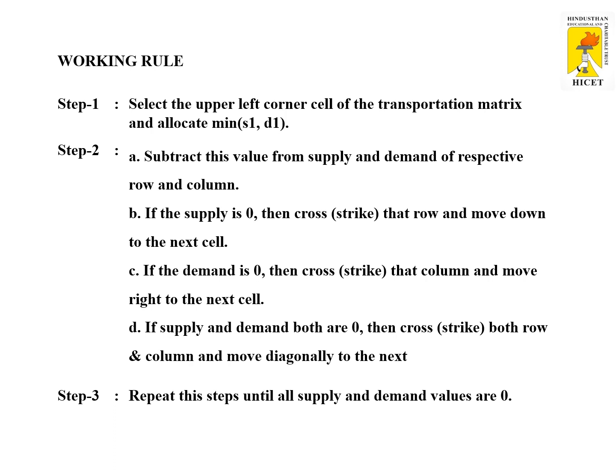Step 2. Subtract this value from supply and demand of the respective row and column. If the supply is 0, then strike that row and move down to the next cell. If the demand is 0, then strike that column and move right to the next cell. If supply and demand both are 0, then strike both row and column and move diagonally to the next. Step 3. Repeat these steps until all supply and demand values are 0.